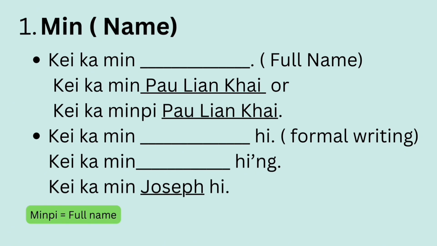So let's practice speaking. We will use the example for the names Bao Lian Kai and Joseph and Kai Kai. Okay, so let's start. Kei Ka Min Bao Lian Kai. Kei Ka Min Pi Bao Lian Kai.